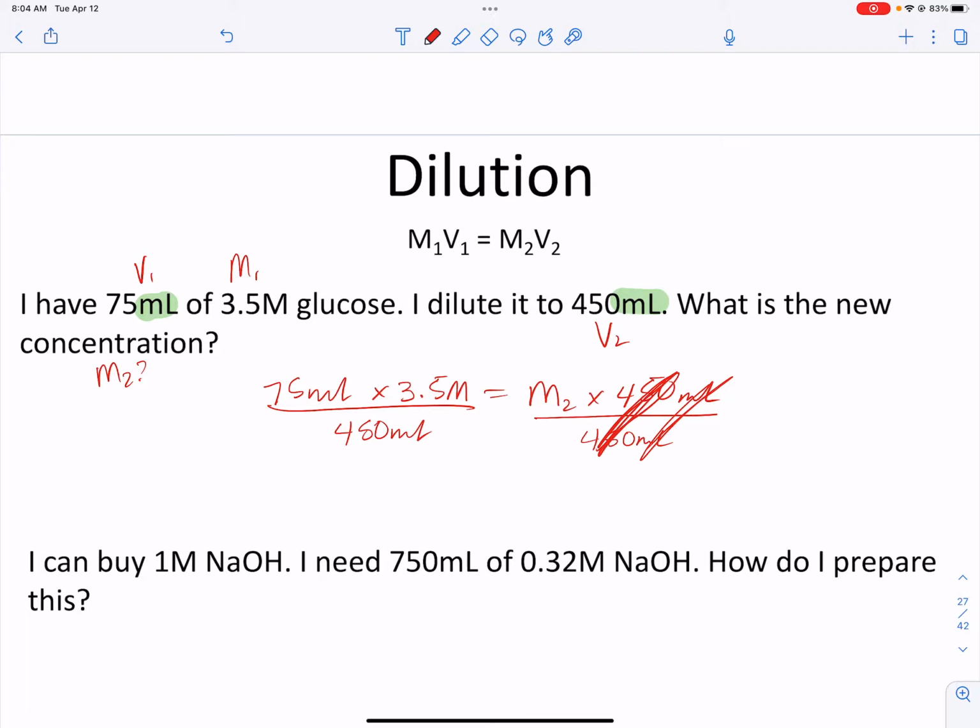And now we just do the math. 75 times 3.5 divided by 450. And you should get 0.58, repeating 3. And the unit there is molarity. Okay, so that is M2. That would be the concentration, the new concentration.